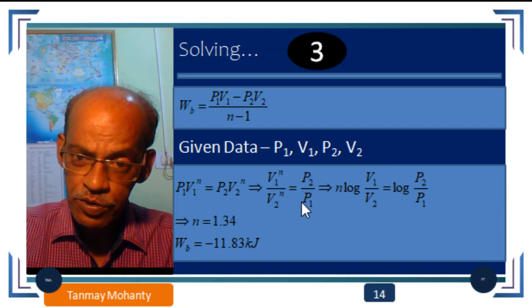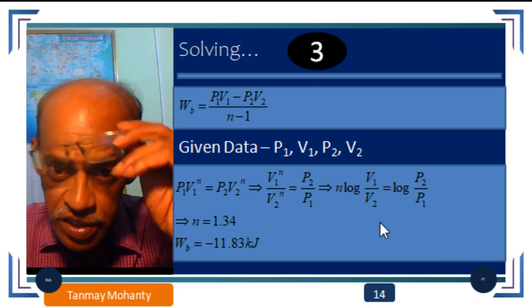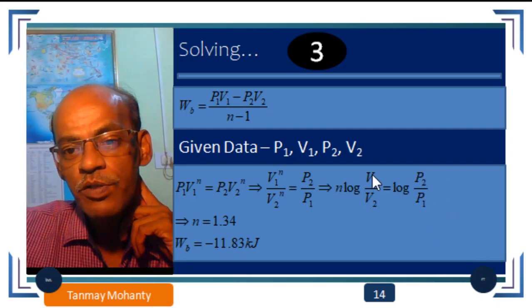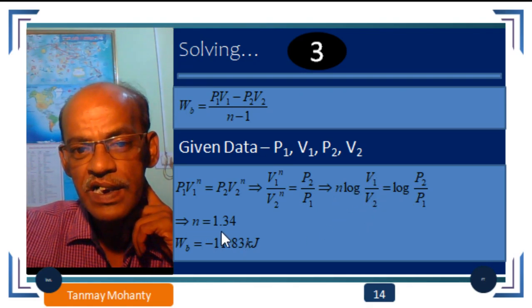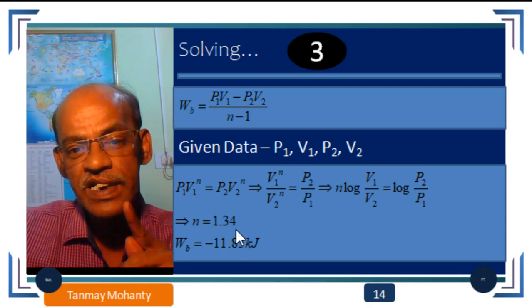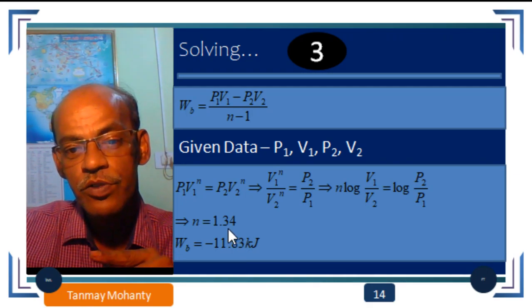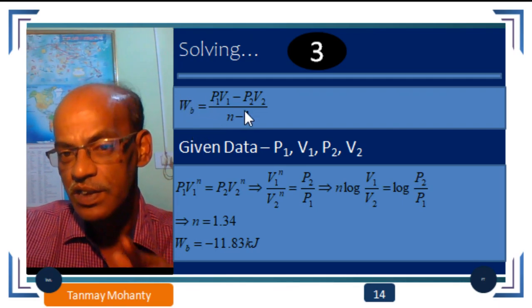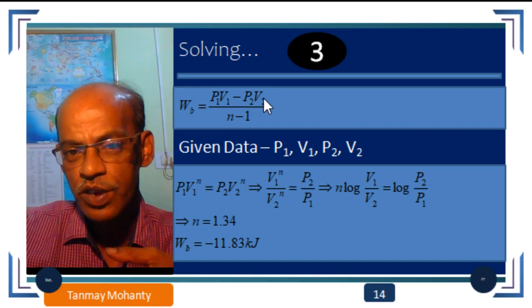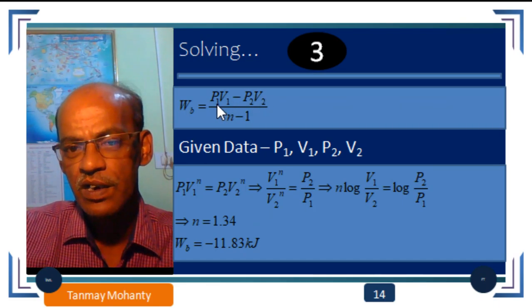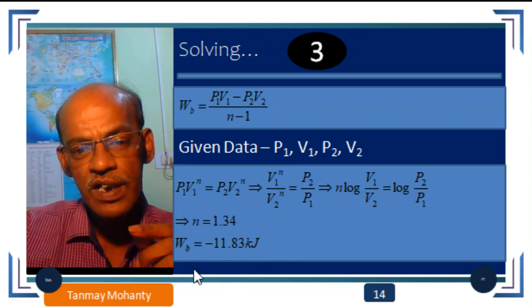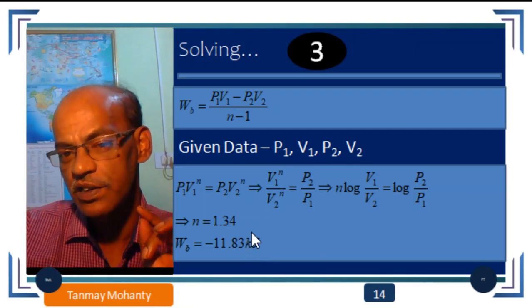So you know P1, P2, V1, V2. You just substitute here: n log V1 by V2 equal to log P2 by P1. Use this, you can find n, and in this numerical you shall get n equal to 1.34. Once you get n equal to 1.34, your job is to find out WB simply. P1 given, V1 given, P2 given, V2 given. The formula is P1 V1 minus P2 V2 by n minus 1. n is known. So use this formula, you shall get WB equal to minus 11.83 kilojoule.